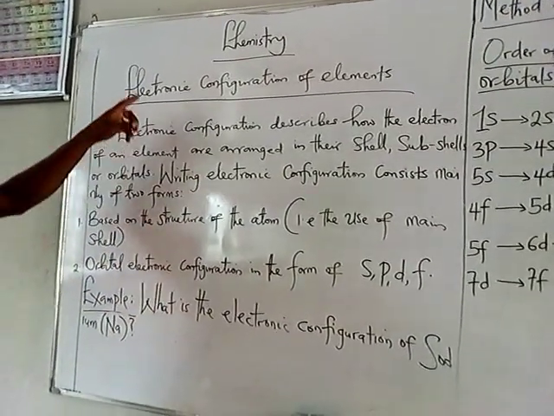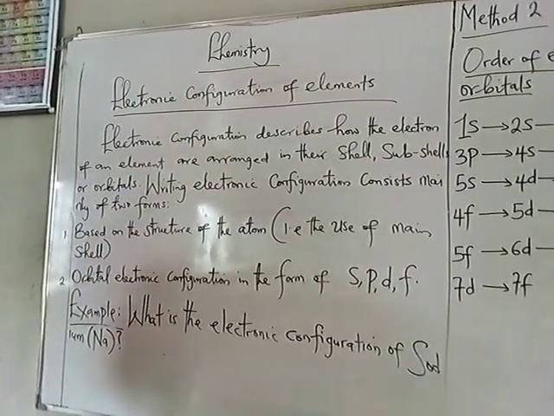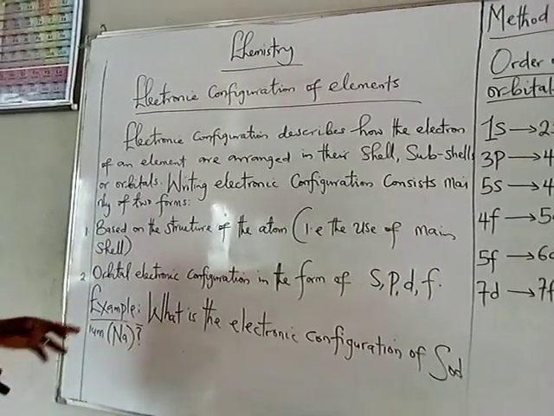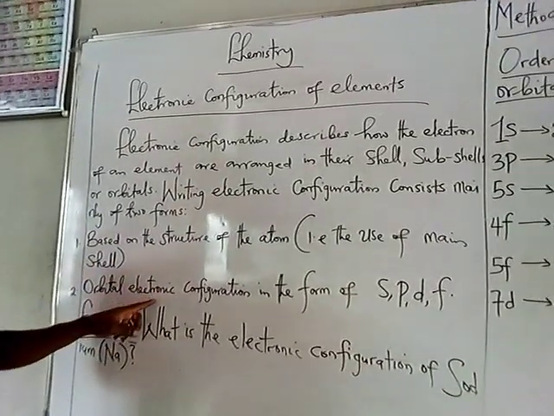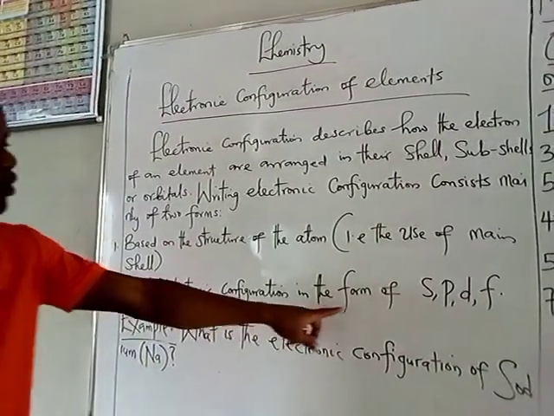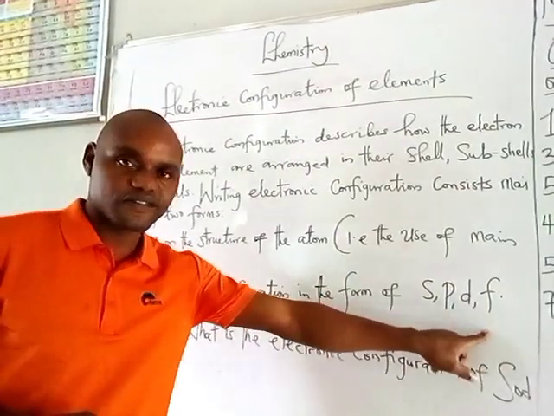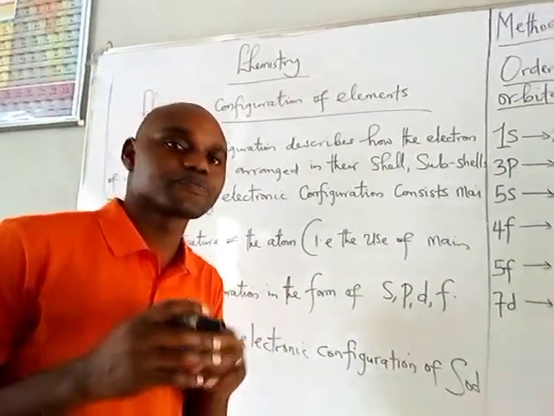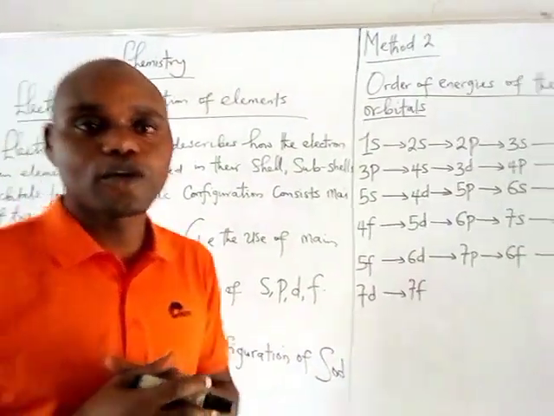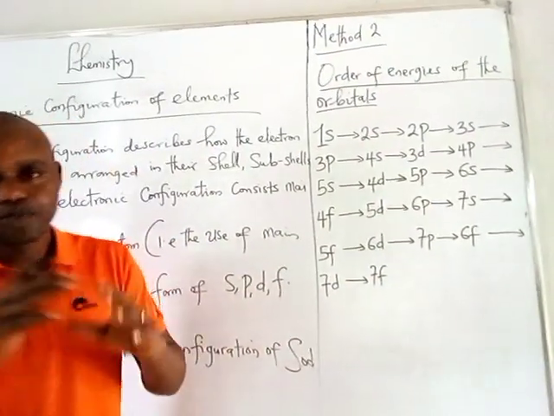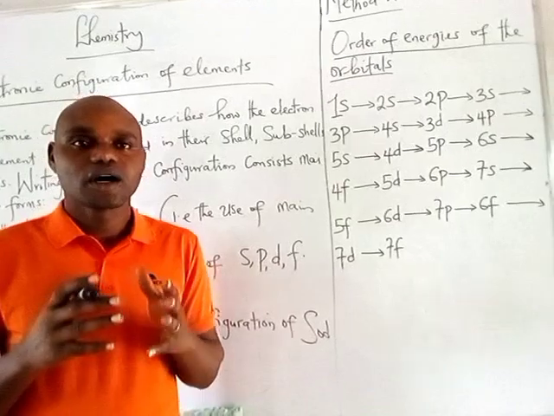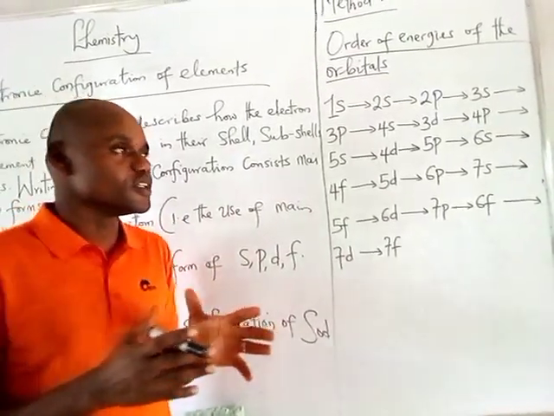Problems relating to electronic configuration of elements. Don't forget, we said the second method or form is orbital electronic configuration in the form of SPDF. Now, when we are talking about orbital, it is a volume of space where there is a probability of finding an electron.